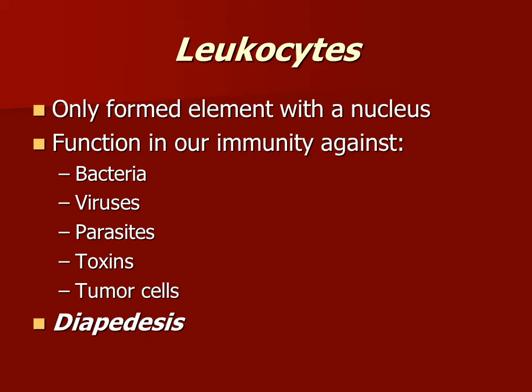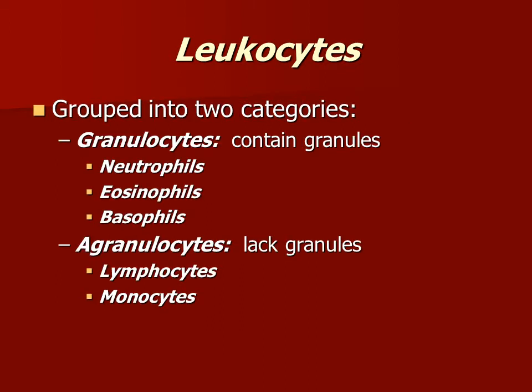The white blood cells are your leukocytes. These are formed elements that do have a nucleus. They are involved with your defense, or your immune system. They help to fight against things such as bacteria and viruses. They are grouped into 2 categories: granulocytes versus agranulocytes. As the name implies, granulocytes, when we stain them, look like they have granules in them, like someone's dumped sand in them. Agranulocytes do not have these granules.